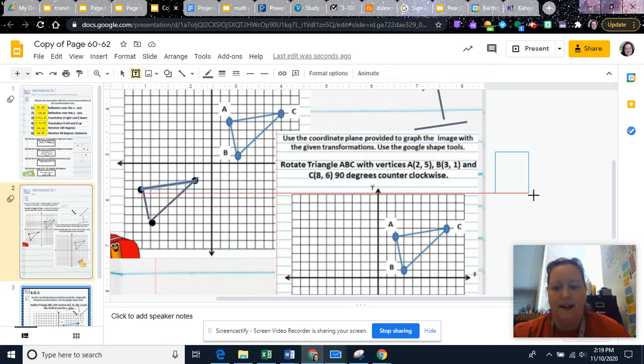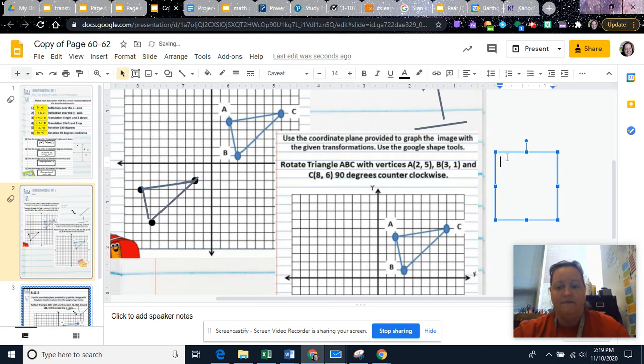So here is how I do that thought process. And feel free to write this on your paper. So if A is at 2, 5, then for A prime, the first thing I'm going to do is flip the coordinates because I know when I'm rotating 90 degrees, I flip them. So instead of 2, 5, it's going to say 5, 2.